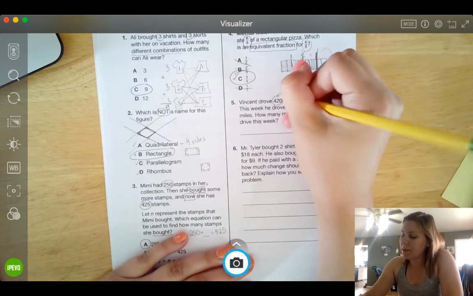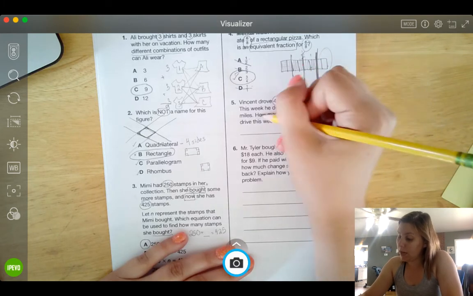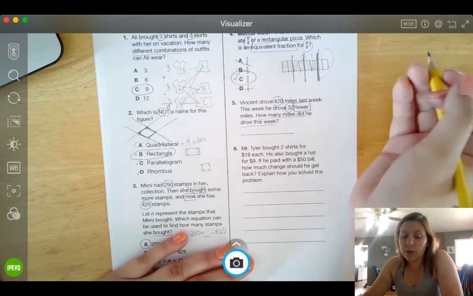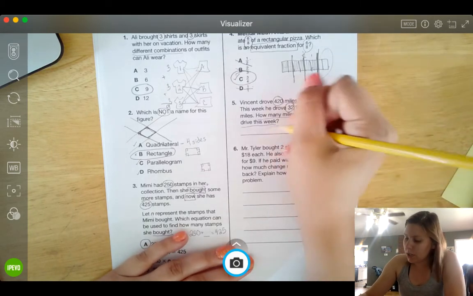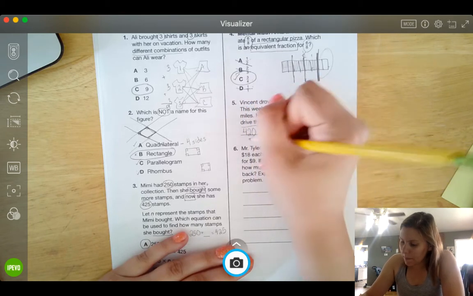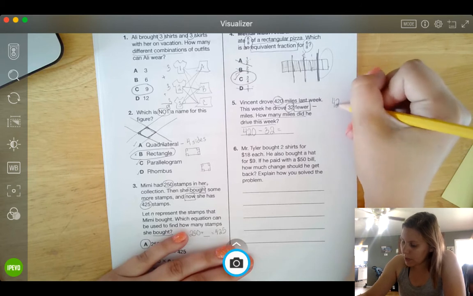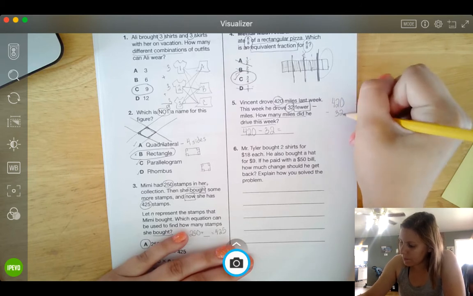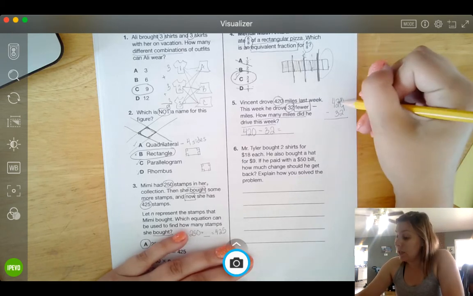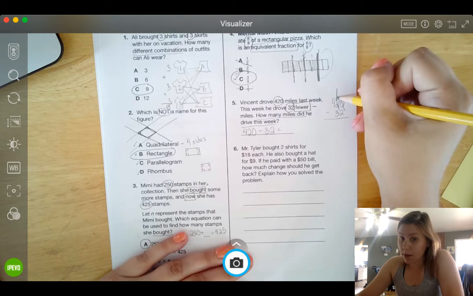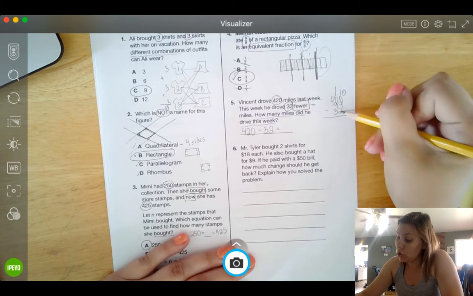Vincent drove 420 miles last week. This week he drove 32 fewer miles. How many miles did he drive this week? So fewer means I'm going to subtract. Remember those keywords. So I have 420 minus 32. I'm going to stack them up here on the side because that'll help me out a little bit. 0 minus 2 I can't do, so I'm going to borrow from my tens place. So instead of 2 10s, now I have 1. And I turn those 10s into 1s, so now I have 10 1s. 10 minus 2 is 8.